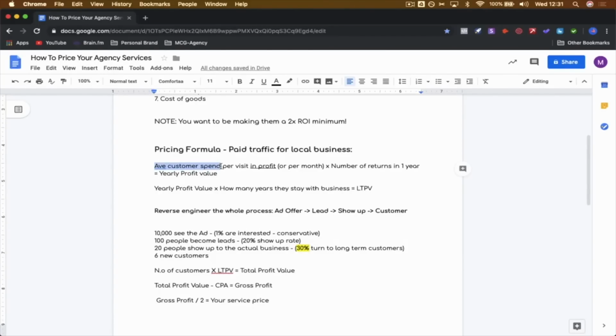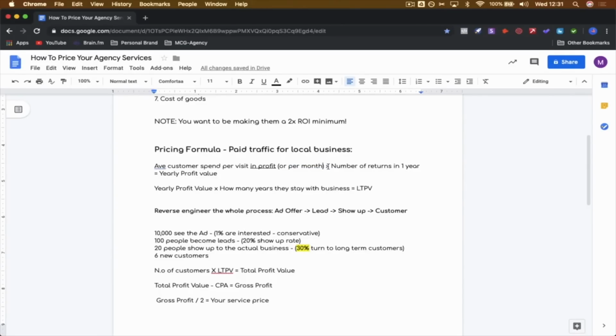So you need to ask them, okay, so if an average table value is £50 or $50, how much of that is actual genuine profit that you get to keep? So that's what I'm talking about here. Or for this per month section, I'm talking about, let's say it's a gym or some sort of subscription based business where it's a monthly cost, like a gym. So you want to take the average gym cost, but actually find the actual profit.